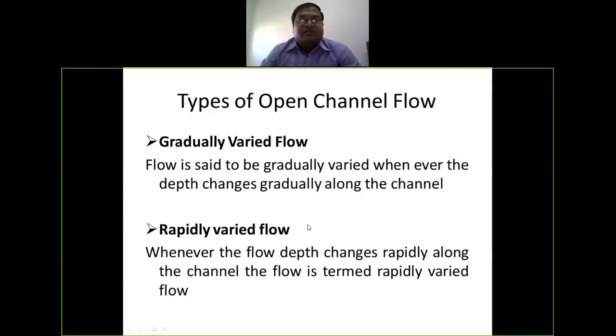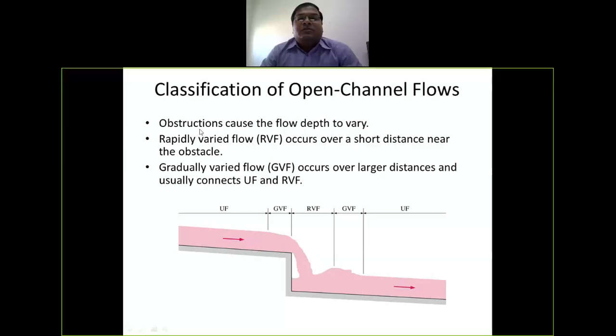You can see I have put one figure here. The obstruction causes the flow depth to vary. Rapidly varied flow, short form RVF, occurs over a short distance near the obstacle, whereas gradually varied flow, GVF, occurs over a larger distance and usually connects the uniform flow and rapidly varied flow. You can see the figure. This is your uniform flow, then this section is your gradually varied flow. Then you can see sudden changes in the depth, so this will be your RVF. Then again here you can find somewhat gradually varied flow, and then it finally connects to the uniform flow. So this way your flow is flowing. This is a very simple phenomenon. So this is all about uniform, non-uniform, gradually varied flow and rapidly varied flow.